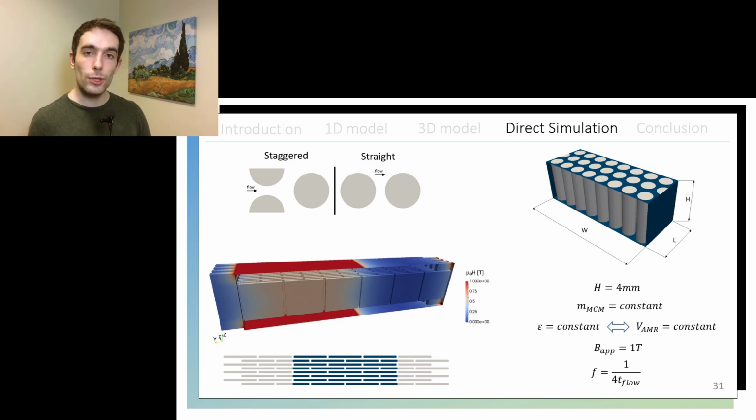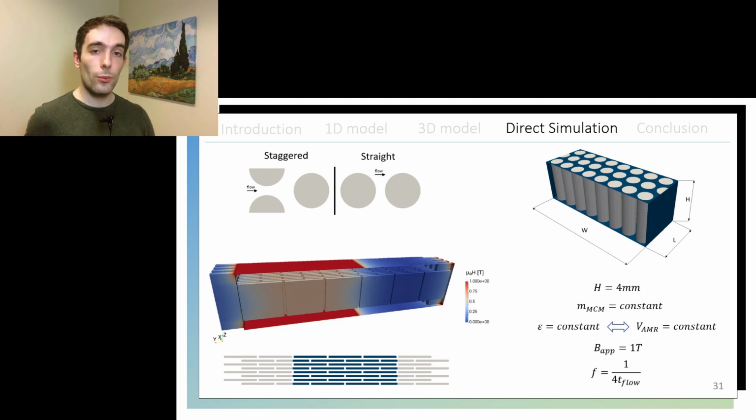So the height of the pins was 4 millimeters for all cases, and the curvature effects of the wheel of regenerators were neglected because the radius of that wheel was hypothesized to be much larger than the height of those pins. In all cases, the mass of the magnetocaloric material was kept constant, and thus for the cases of constant porosity, the volume of the regenerator was constant as well.